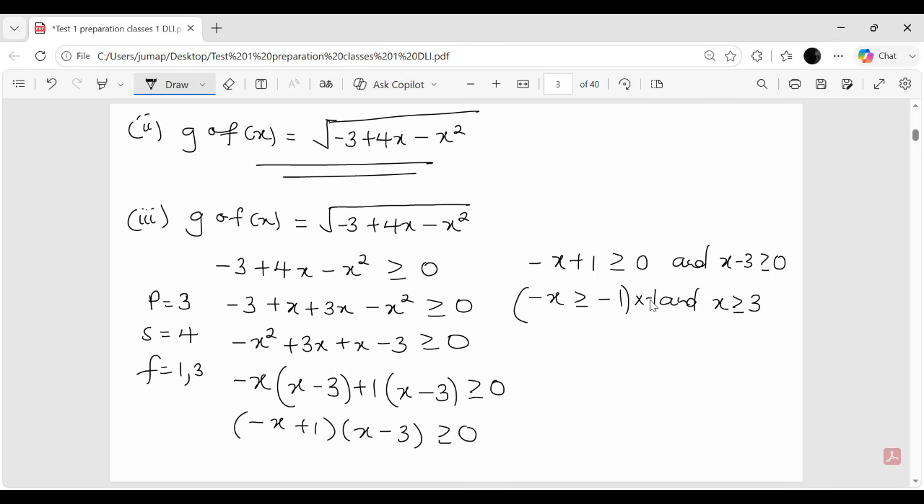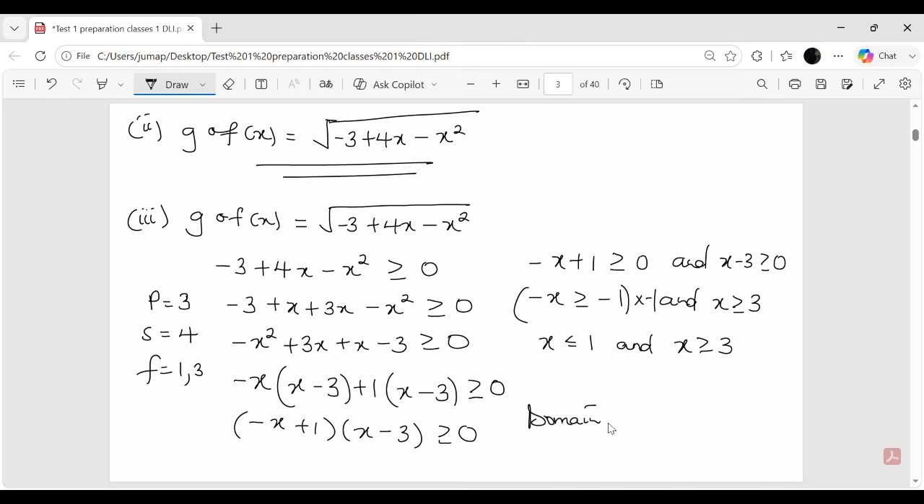When I multiply this with negative 1, negative 1 times negative x will be x. Negative 1 times greater than or equal is going to be less than or equal, because it is going to change because of this multiplication. Then negative 1 times negative 1 will be 1. And x is greater or equal to 3.